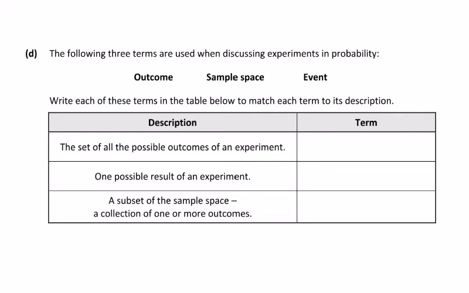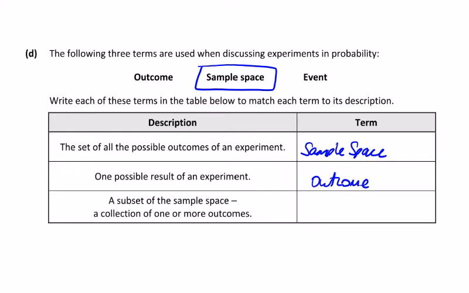So the following 3 terms are used when discussing experiments in probability: outcome, sample space, and event. Write each of the 3 terms in the table below to match the description. So what do we have? The set of all possible outcomes is the sample space. Sample space for the first one. One possible result is an outcome. And a subset of the sample space, a collection of one or more outcomes, is the event.